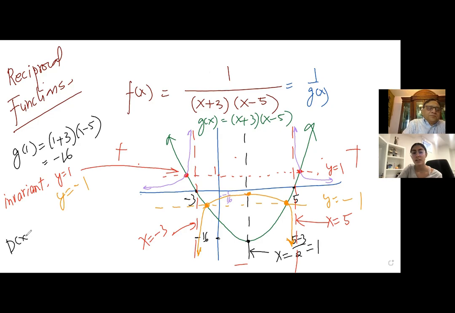So the domain is x is an element of the real numbers such that x cannot be -3 and x can't be 5. You're right.